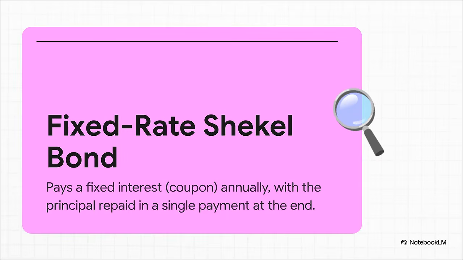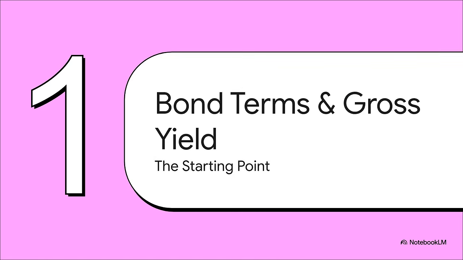Okay, first things first, what kind of asset are we even dealing with here? We're talking about a classic standard fixed-rate bond. It's pretty straightforward, really. It pays you a set amount of interest, that's called the coupon, once a year, and then boom, at the very end of its term, you get your original investment back. Simple as that. So let's get introduced to our specific bond for this example.